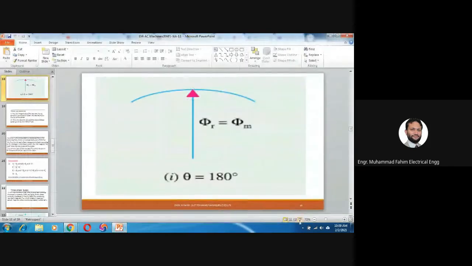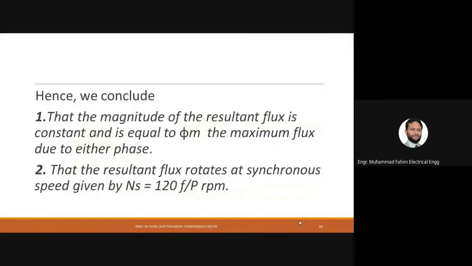And now hence we conclude that, number one, the magnitude of the resultant flux is constant and is equal to phi max, the maximum flux due to either phase. Number two, that the resultant flux rotates at synchronous speed given by Ns is equal to 120 f by p revolutions per minute, where f is the frequency and p is the number of poles.